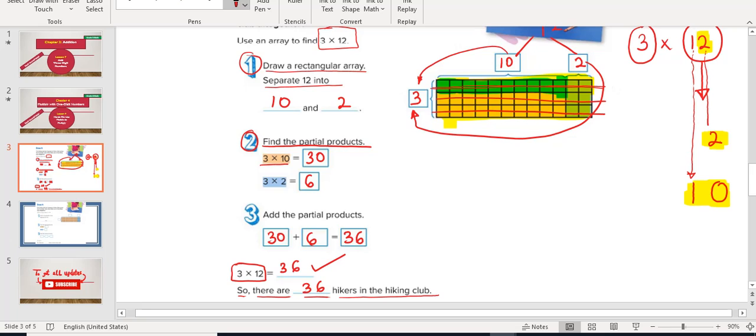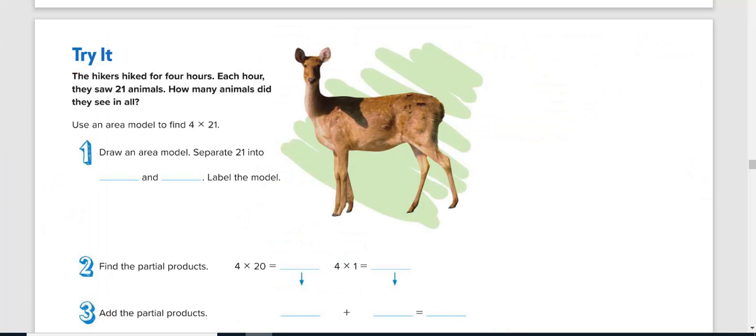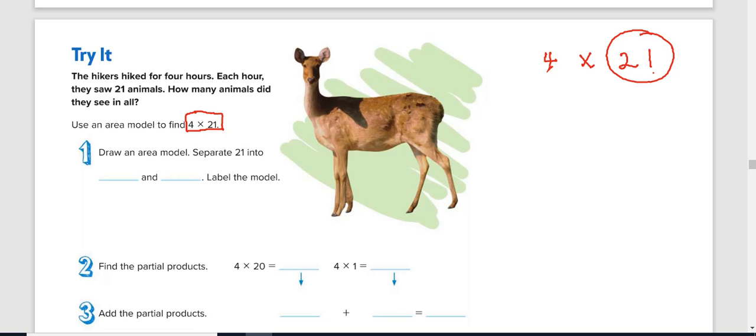Okay, so next let's take a look at another example. In this example, we want to use the area model to find 4 multiply 21. 4 multiply 21. Very easy. Separate 21 into two numbers. The ones place, which is 1, and the tens place, which is 20. That is 2 tens. So 21 is separated into 20 and 1.